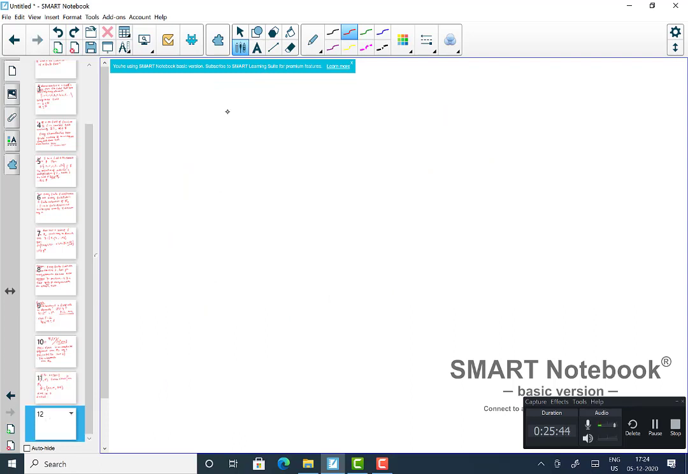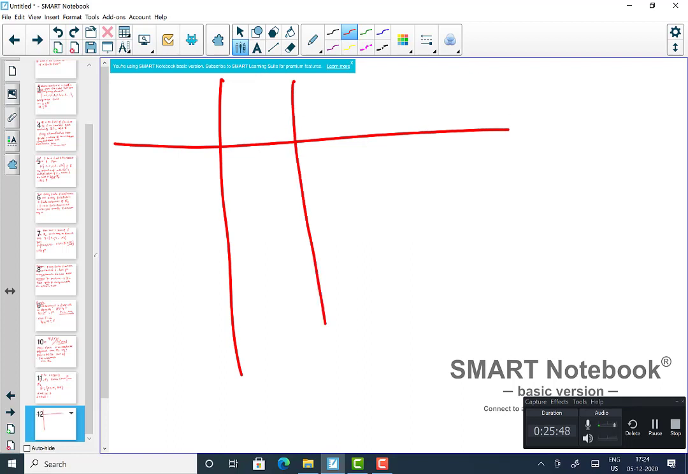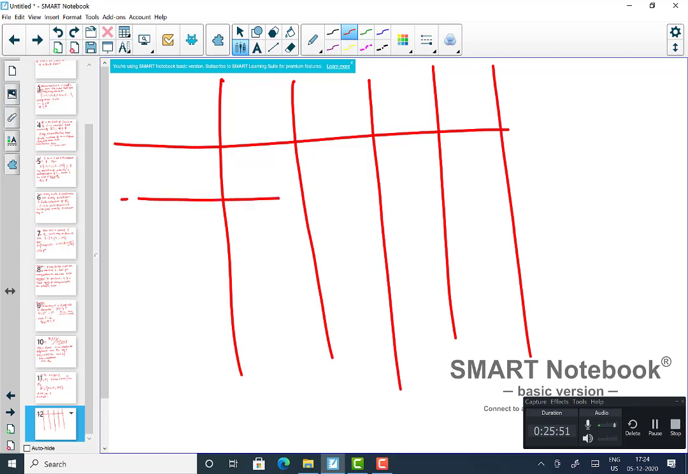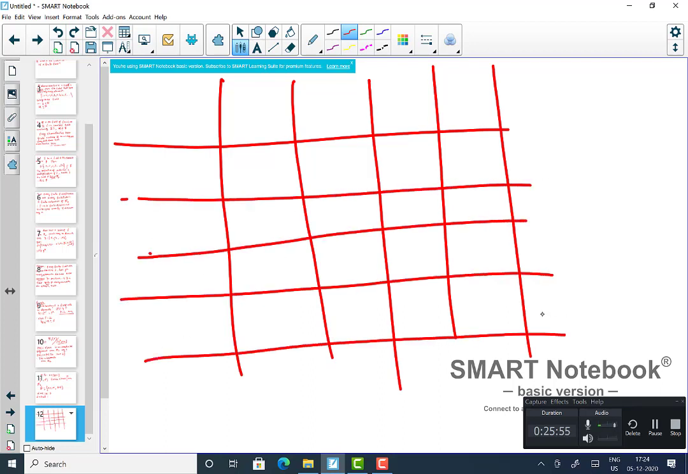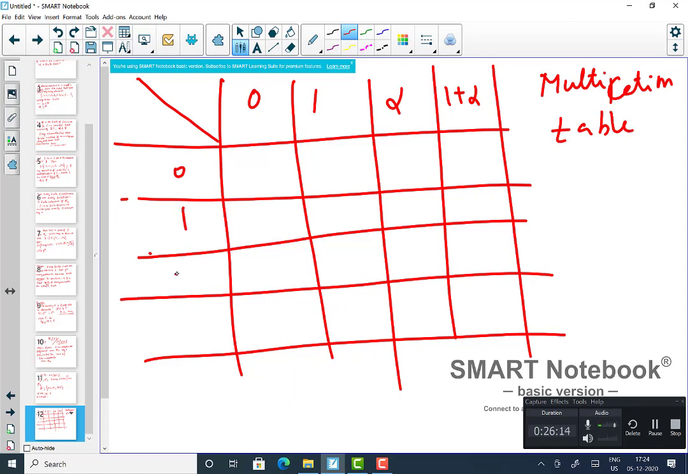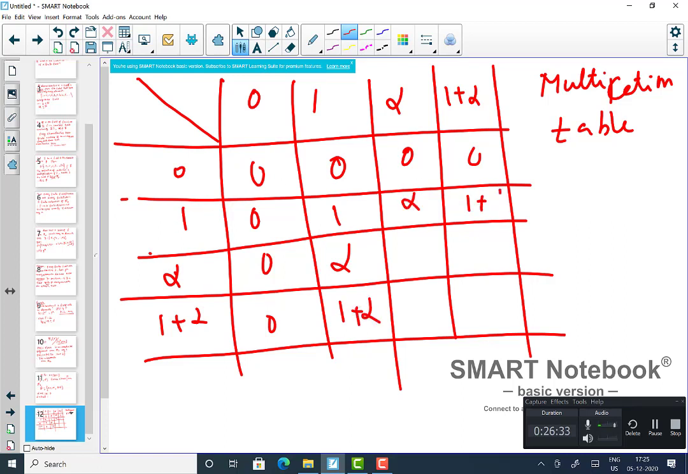And multiplication is important, so in a multiplication table you can do it. So let me draw a table with rows and columns: 0, 1, alpha, 1 plus alpha. This is a multiplication table I am writing. Now 0 times anything is 0, so this row and column are all 0. 1 into 1 is 1, 1 into alpha is alpha, 1 into 1 plus alpha is 1 plus alpha, similarly for alpha. Now the interesting part is: what is alpha into alpha?